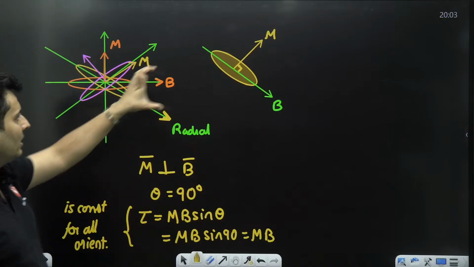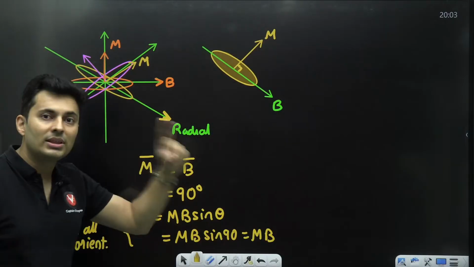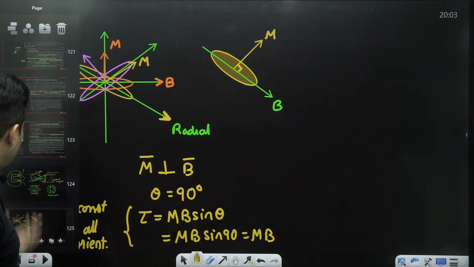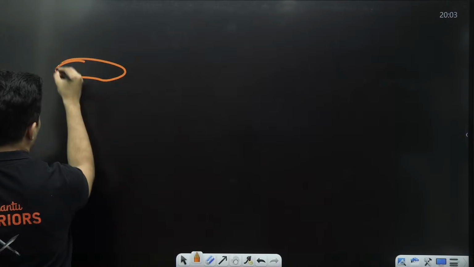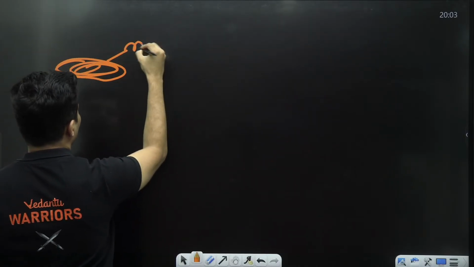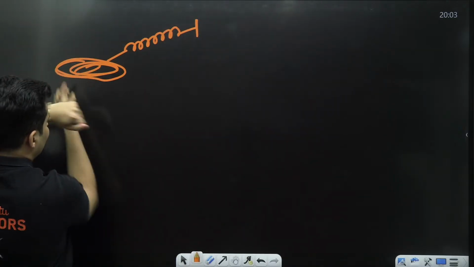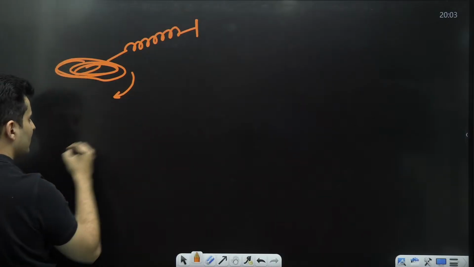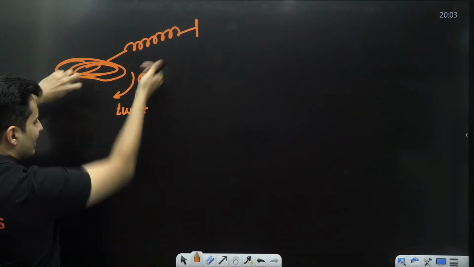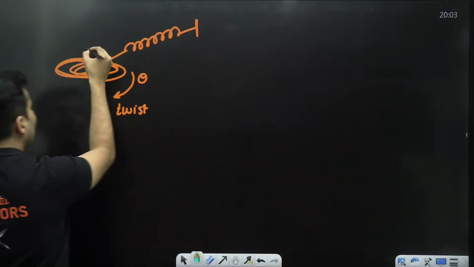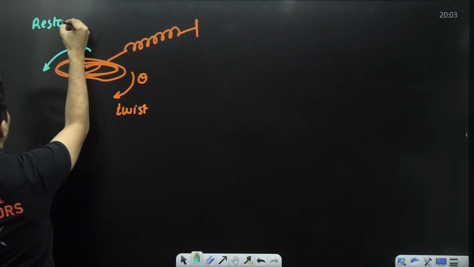You take any orientation, you will find some or the other magnetic field line which is in the plane of the coil or perpendicular to that magnetic moment. Now what happens is, imagine you take any object and you connect it to a twisted spring. This spring can be twisted like this, so you can turn this object like this. So you twist it by some angle, let's say theta. The spring gets twisted, because of which it will experience a torque which will try to restore it. So there will be a restoring torque.